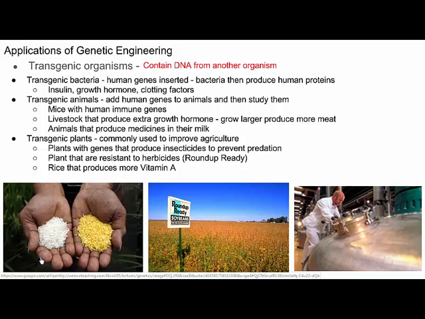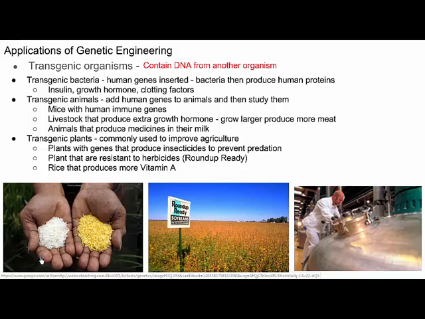Livestock that produce excess growth hormone inside of their cells to grow larger, to be more productive, to produce more meat. Animals that produce medicines in their milk. Transgenic plants, very common, and sometimes controversial. Plants that have genes that produce insecticides, like we talked about. Plants that are resistant to Roundup Ready. Golden rice that produces extra vitamin A to give in areas where there's a deficiency.